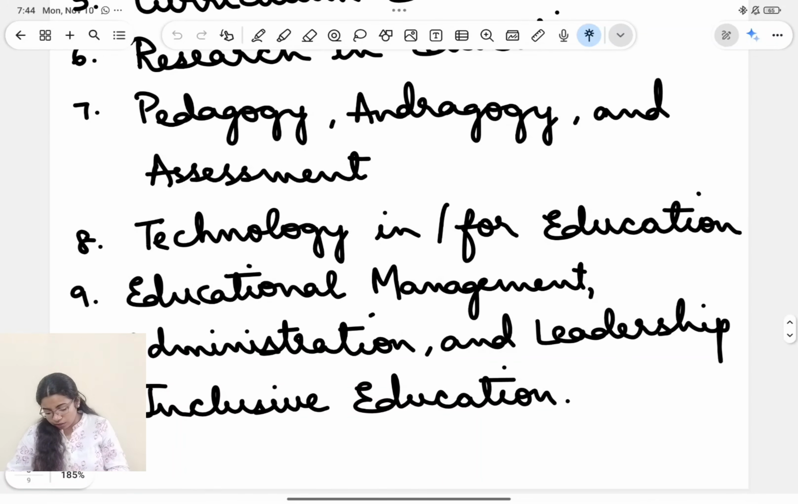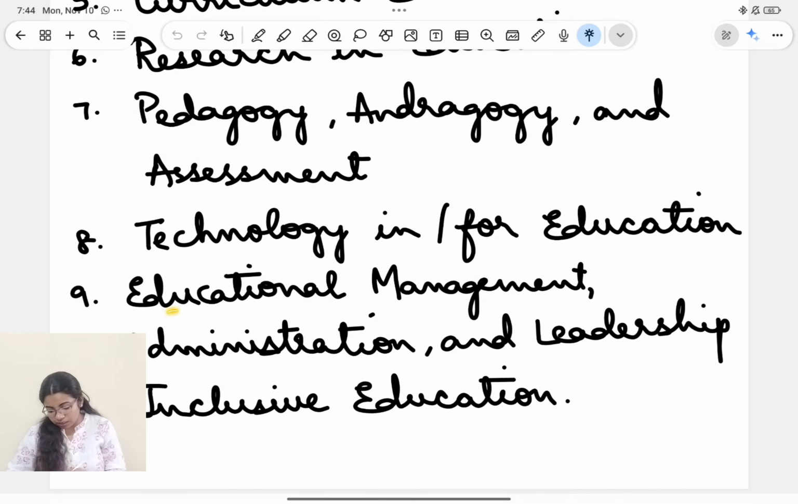Then coming to unit number 8, it is technology in and for education. Here you will be asked about educational technology. What is ICT? What is instructional technology? What are the different instructional design models? What is e-learning and the emerging trends such as MOOCs and OERs? Then how to use ICT in evaluation or administration or research.